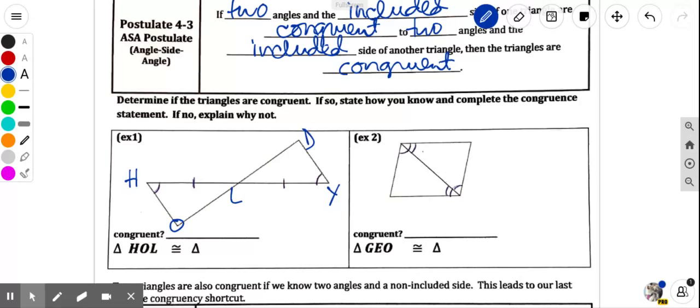Okay, so for this one, I noticed that I already have one pair of angles and I have one pair of sides. So if I mark these vertical angles, do we see how I have another pair of angles? So I have angle, side, angle. That's what this one is, angle, side, angle. So two pairs of angles and the side that connects them. So we would say that yes, these are congruent. This is supposed to be a by here. Angle, side, angle.